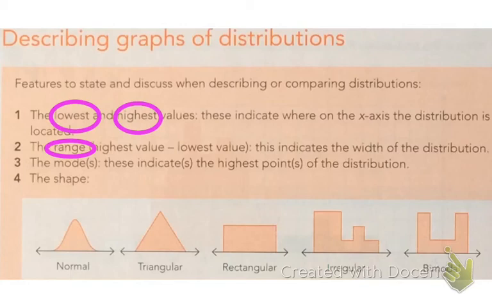We also want to look at the range, so the width from the smallest to the biggest, so maximum minus minimum. We want to look at our mode, and it could have more than one mode if the peaks are of exactly the same height. Generally it usually only has one mode though. And then we want to look at the shape. We've got a number of these shapes that we're familiar with. We've got our normal distribution. We can have a triangular distribution, a rectangular, an irregular, or a bimodal distribution. So we've got some more specific names now.